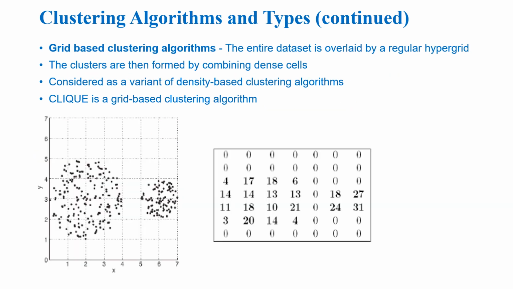Next, we'll talk about grid-based clustering. The entire data set is overlaid by a regular hypergrid. The clusters are then formed by combining dense cells. It's also considered a variant of density-based clustering. CLIQUE is a grid-based clustering algorithm, and you can see an example here below.